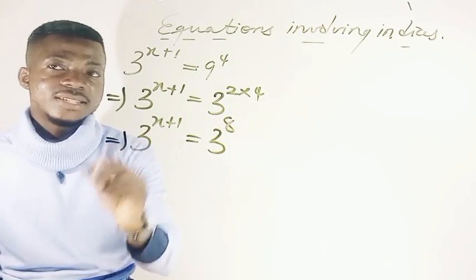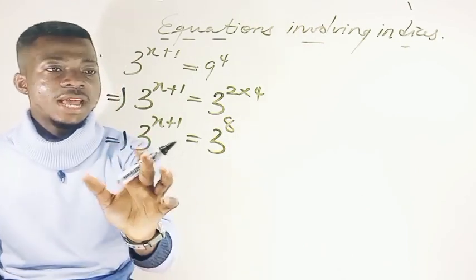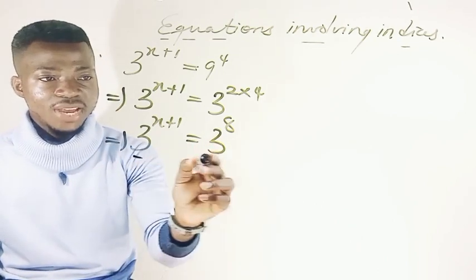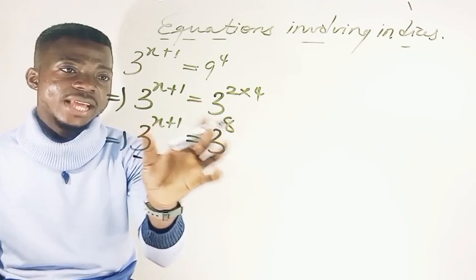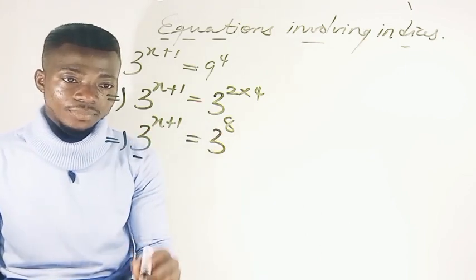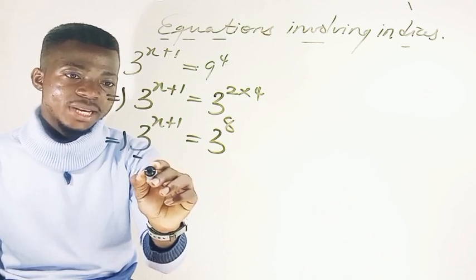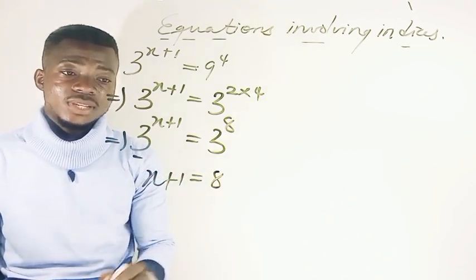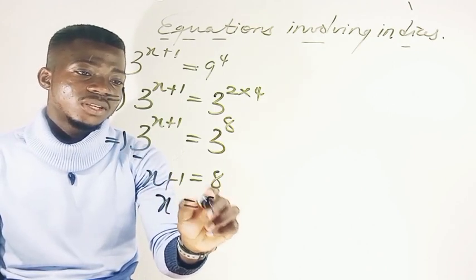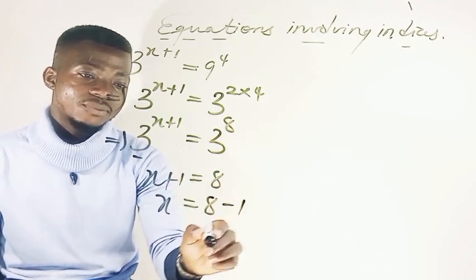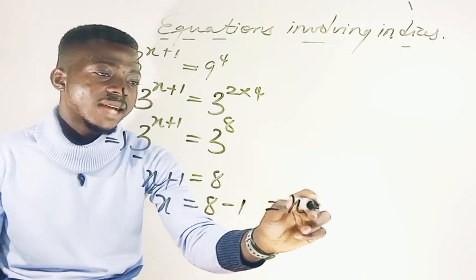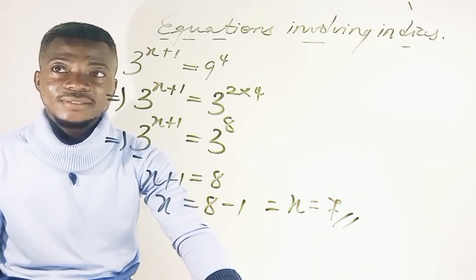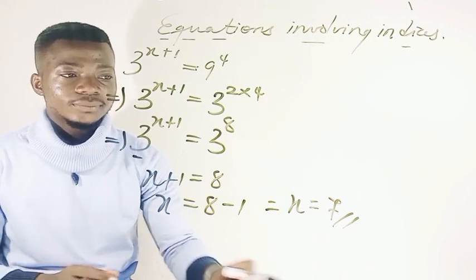Now, this is a rule for the exponent. If they have the same numbers at both sides, so here is 3, here is 3, what you have to do is pick the exponent and equate them. So here we pick the exponent: x plus 1 equals 8. Now we bring that 1 to the other side, subtract. So x is equal to 7. Hope you agree. Brilliant. So that's the answer for that.